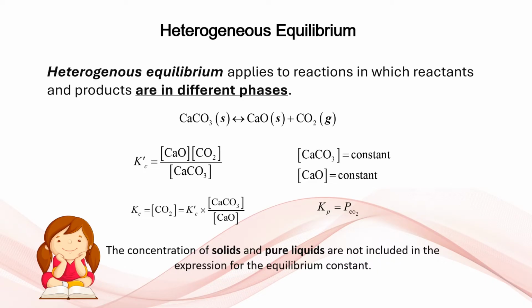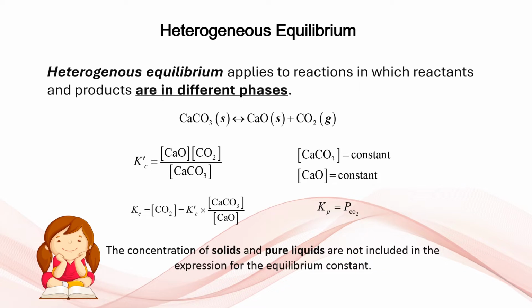Unlike homogeneous equilibrium, heterogeneous equilibrium applies to reactions in which reactants and products are in different phases. For example, when calcium carbonate is heated in a closed vessel, the following equilibrium is attained. The two solids and one gas constitute three separate phases.